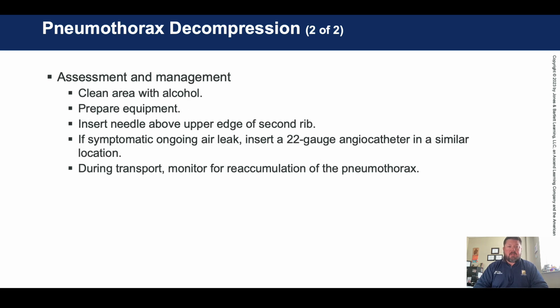Assessment and management. We're going to do a decompression. Clean the area with alcohol around the second intercostal space, mid-clavicular line. Use a 22 gauge butterfly needle attached to extension tubing, a 3-way stopcock, and a 20 milliliter syringe. Palpate the upper edge of the second rib and insert a needle above it. At the same time, a second provider pulls back on the syringe. Slowly advance the needle until air is recovered.